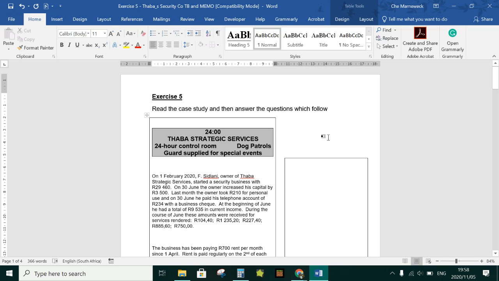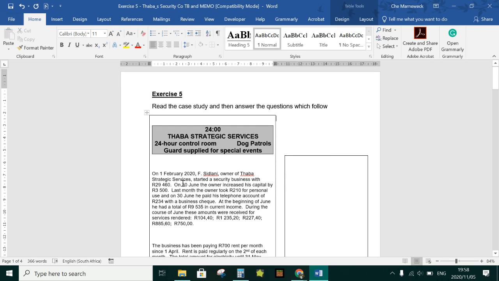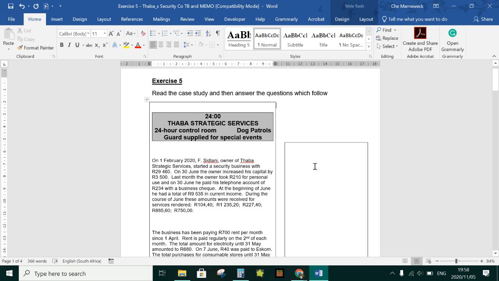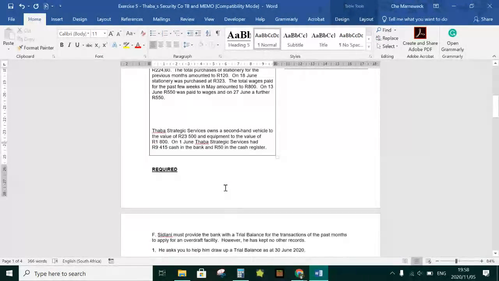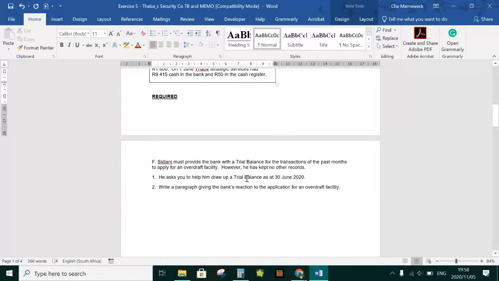Okay, we're looking at exercise 5. I've just made mine look a little bit different because I need some space to write on the page. We're going to be doing the trial balance of Tabo Strategic Services. They talk about from February and so on. Under required, they say we're doing the trial balance as at 30 June 2020.